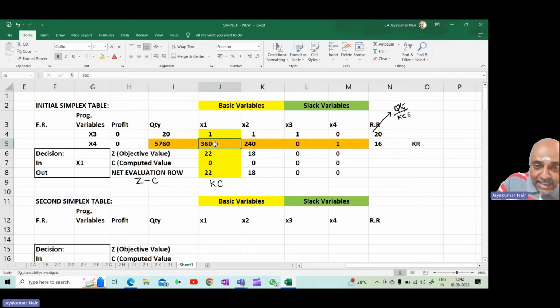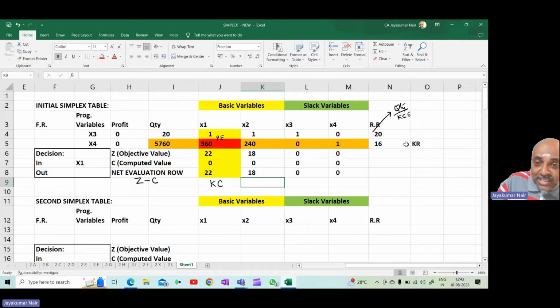At the intersection of the key row and the key column, we have to select this and call it the pivot element. We will write it as PE, pivot element. So how do you select the key row? You will select the least non-negative number. If there is a 0, you will select 0. If there is a tie, you will make an arbitrary selection. So the second row is the key row. The intersection of the key column and the key row, we will call the pivot element.